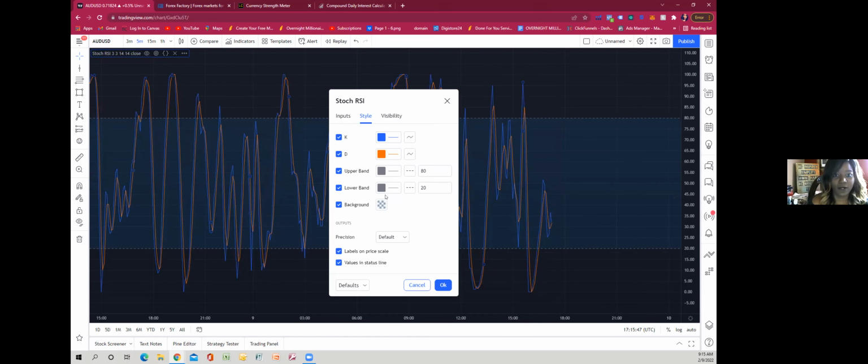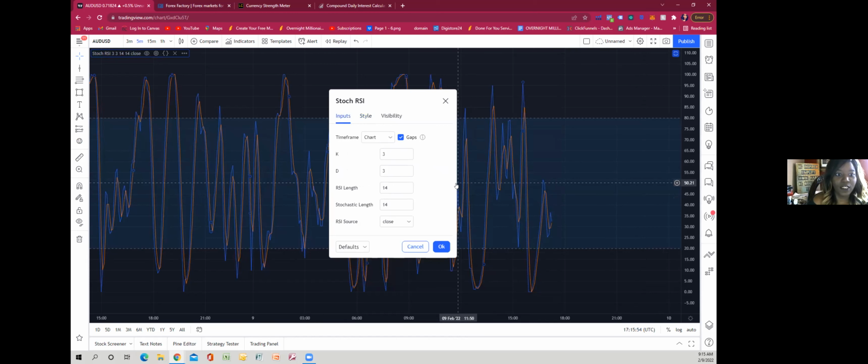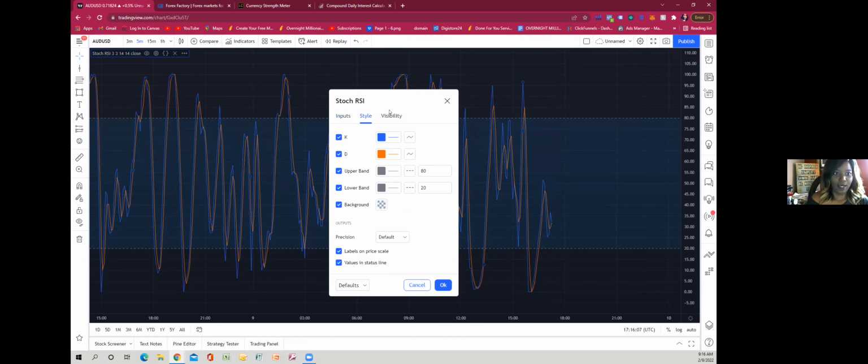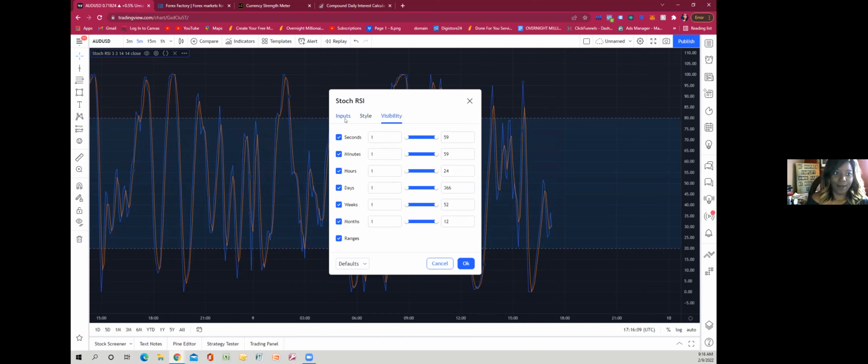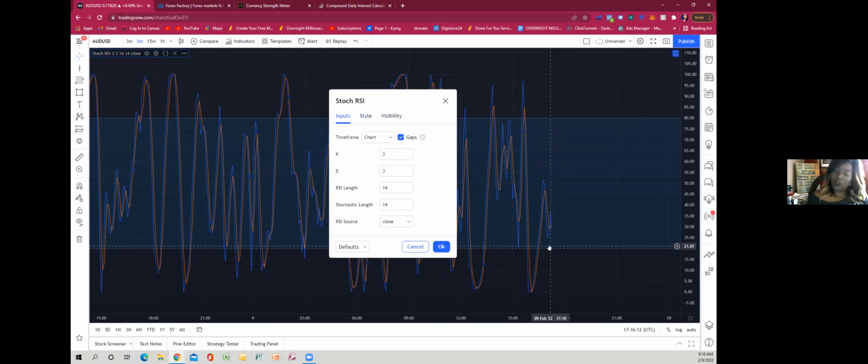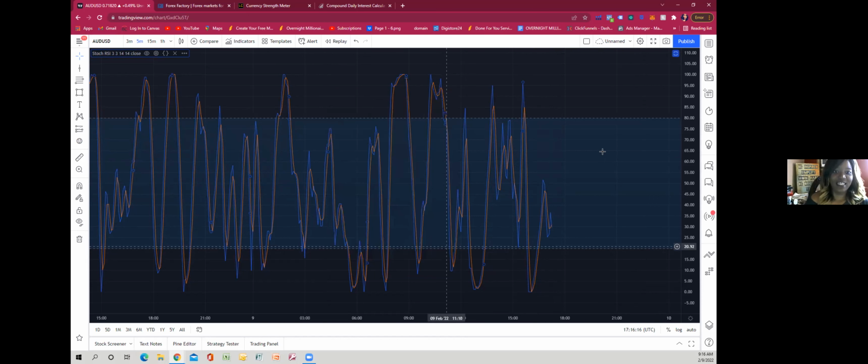Of course, you can change this to whatever color looks good to your eyes. And then over here, we have K is 3, 3, 14, 14. And so, close for the RSI source. Everything else, style, that's all you. That stays the same, but the inputs, I'm going to leave it there so you can get a screenshot real fast. And yes, this is the main stochastic.